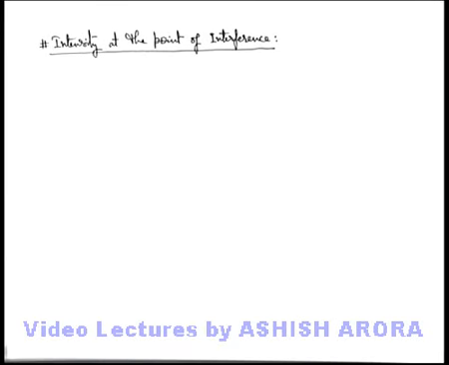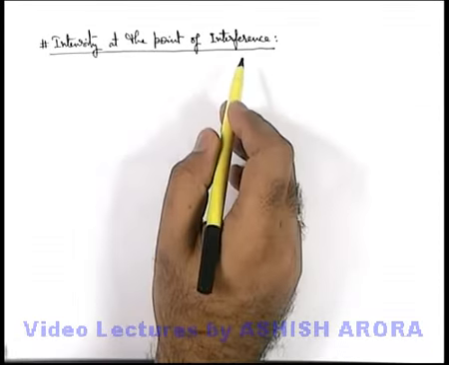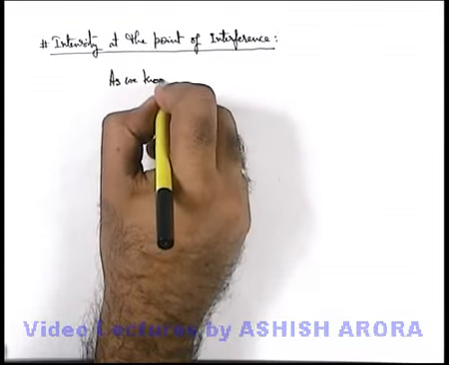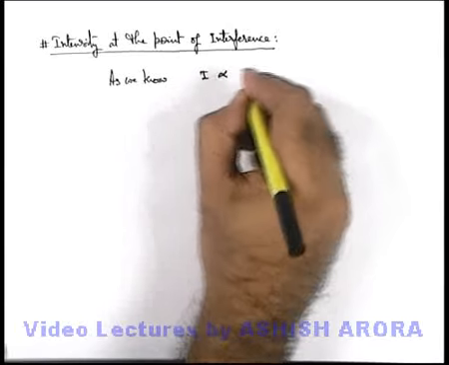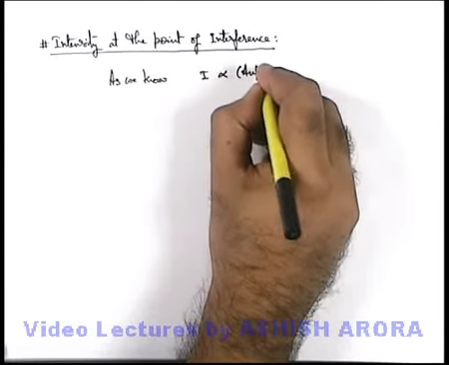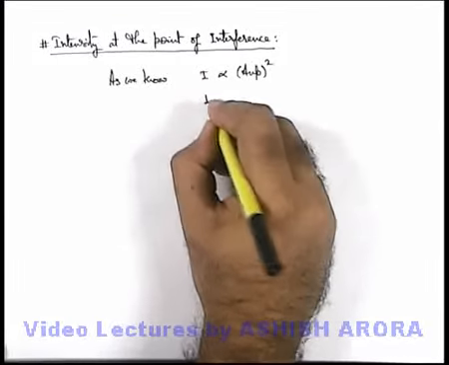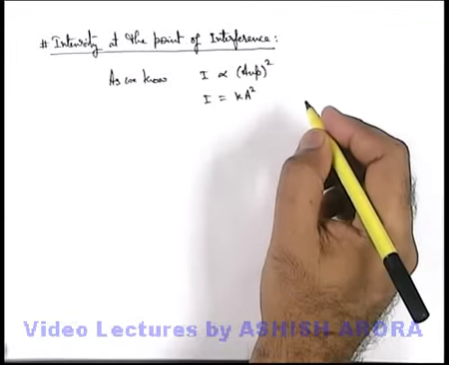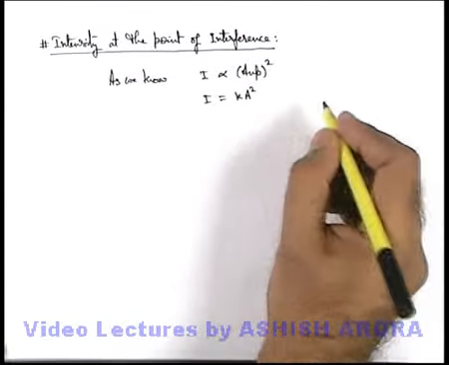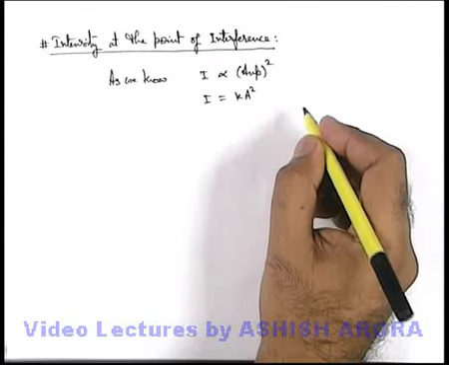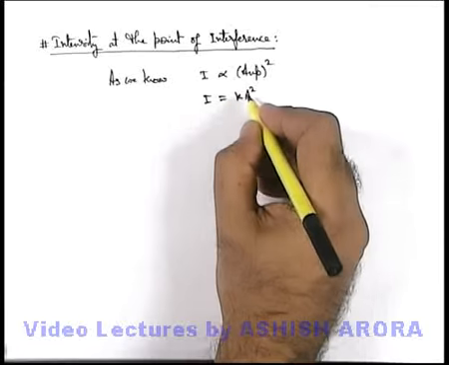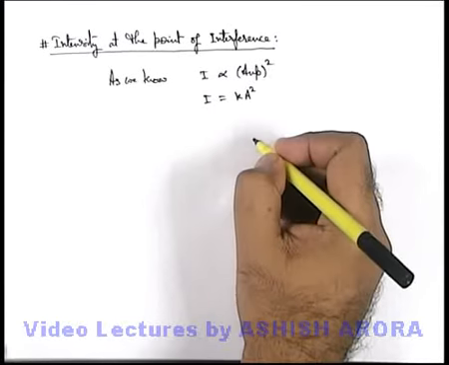Now we'll discuss intensity at the point of interference. As we know, for a given wave, intensity is directly proportional to the square of its amplitude, or we can write I = KA² for a given medium. For a given wave, all other factors are constant. So as the amplitude of a given frequency wave changes, its intensity depends on its square.